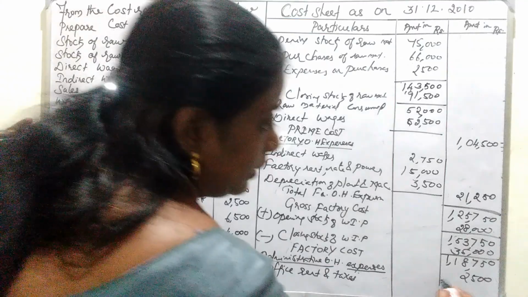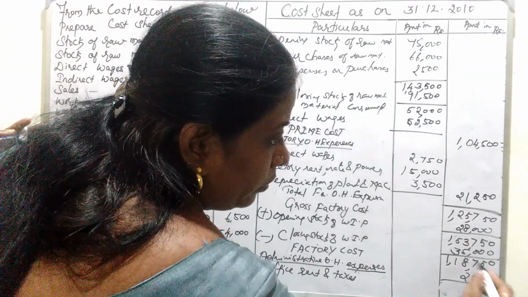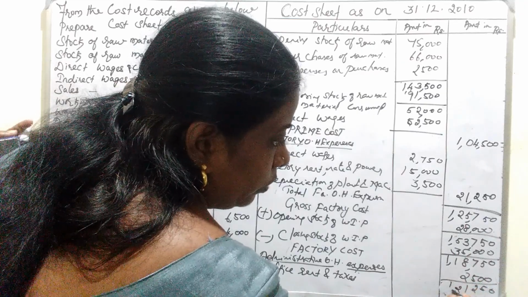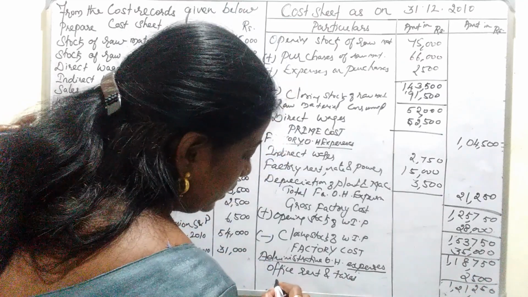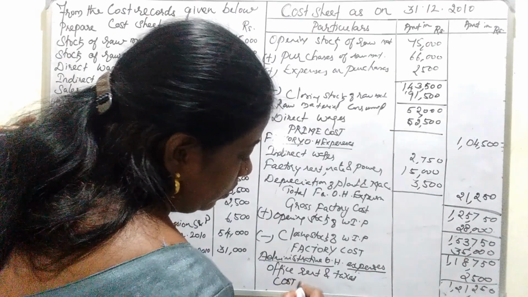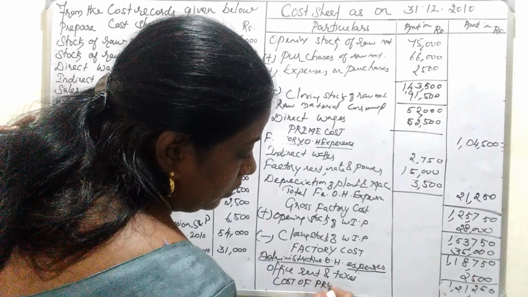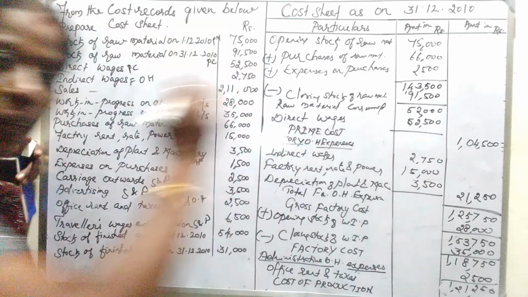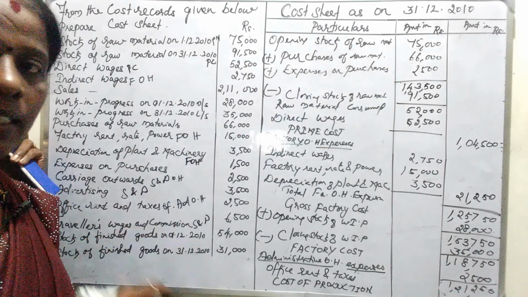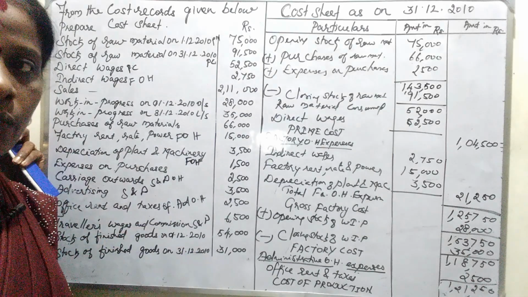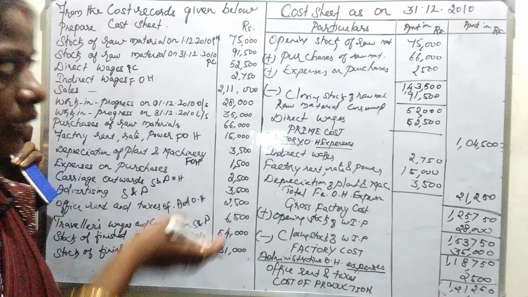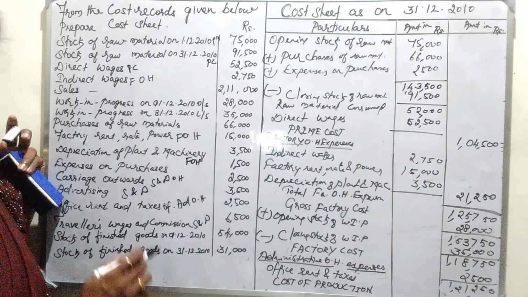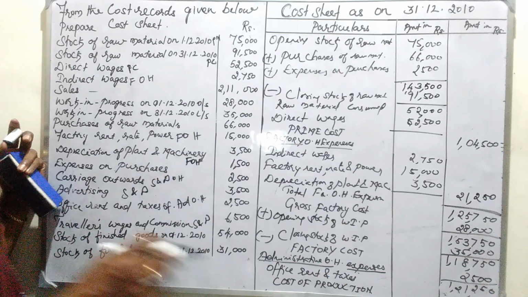So we have to add this: 1,18,750 plus 2,500, and 1,21,250 is the cost of production. Okay. Usually we then have to add the selling and distribution overhead expenses. But in the problem they are giving the stock of finished goods adjustment, opening and closing stock. So we have to adjust these two.